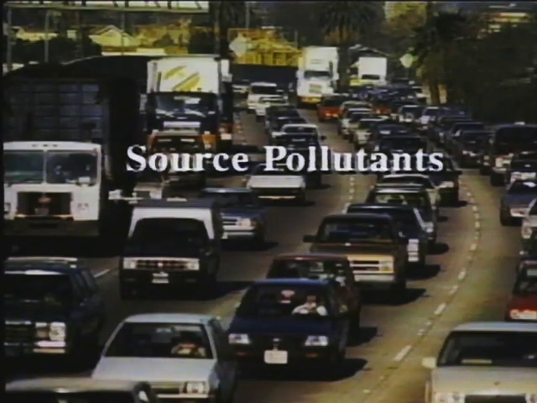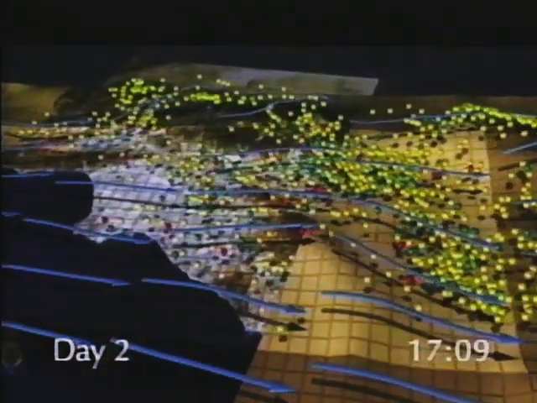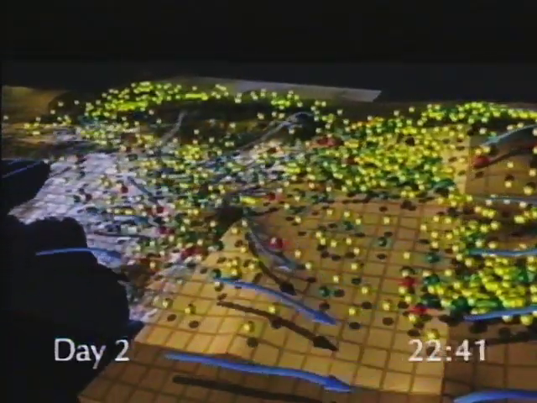The domain of the model is shown here. Cars are one of the sources of reactive organic gases, carbon monoxide and nitrogen oxides. This simulation uses actual measurements to show the transport of these pollutants over a 3-day period. Each green particle represents 10 tons of reactive organic gases. Each yellow particle, 10 tons of carbon monoxide, and each red particle, 10 tons of nitrogen oxides.